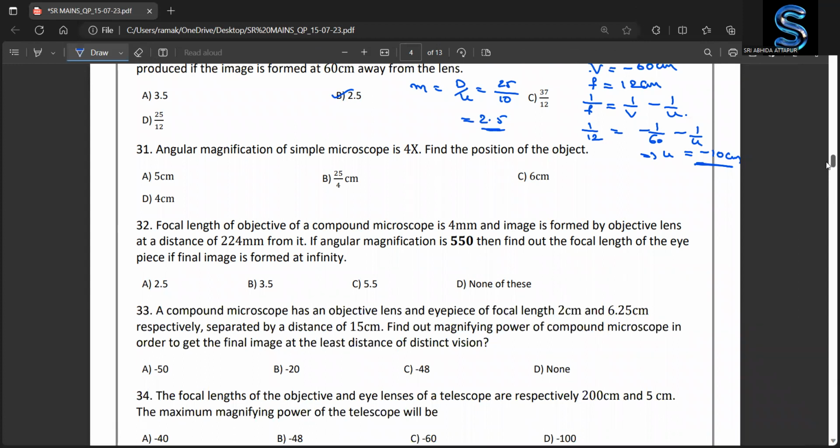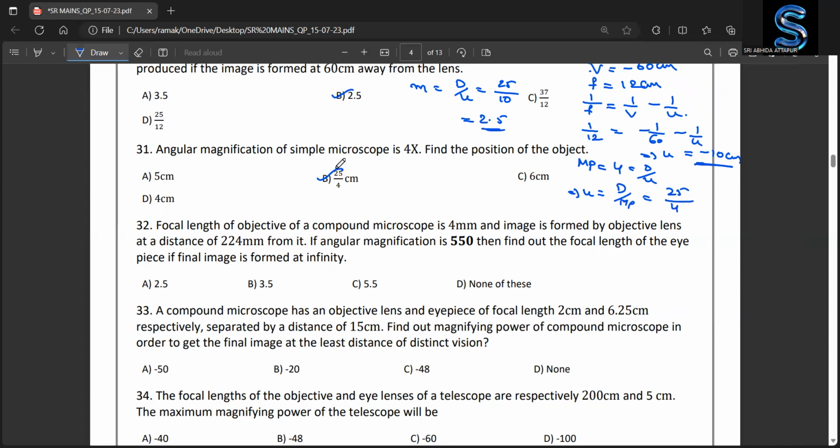Angular magnification of a simple microscope is 4x. Find the position of the object. So here, based on that, the magnification can be represented as magnifying power equals 4, which is equal to D by u. Based on that, the object distance can be represented as D by magnifying power. So it can be represented as 25 by 4. So the option is B. Observe the next question.